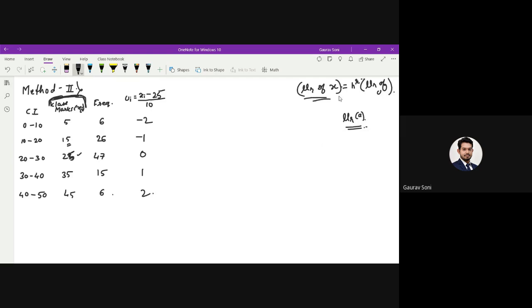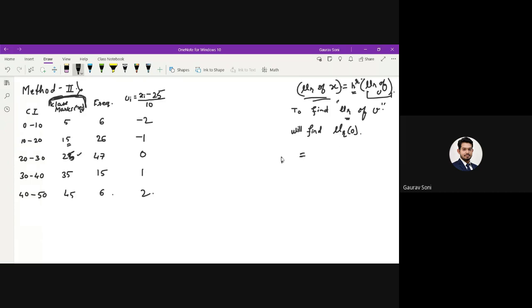Is this clear? So we have found the new variable u. For the rth moment, I'll multiply by h raised to r. Now what I want to find is mu r of u. So after this, to find mu r of u, what I'm going to do is find mu r about 0.